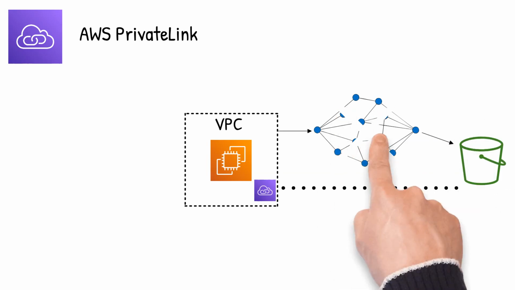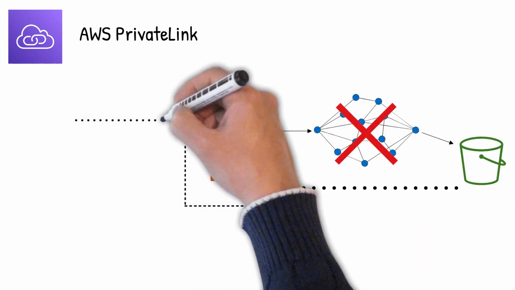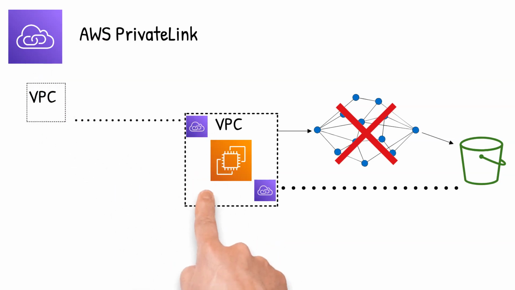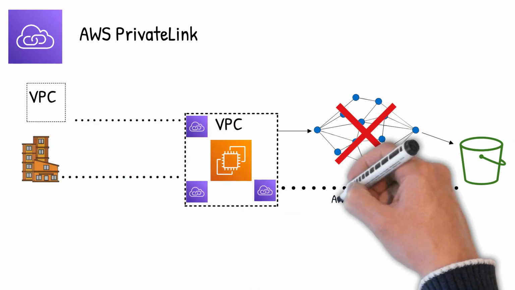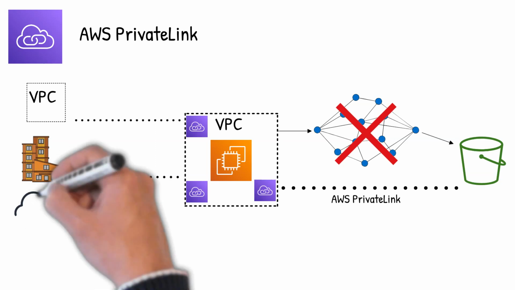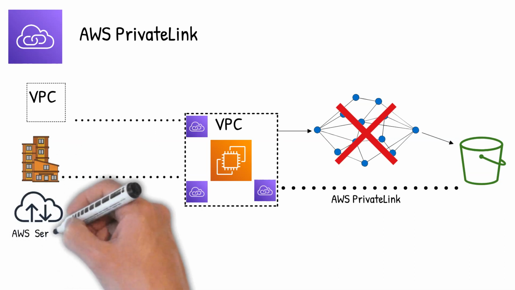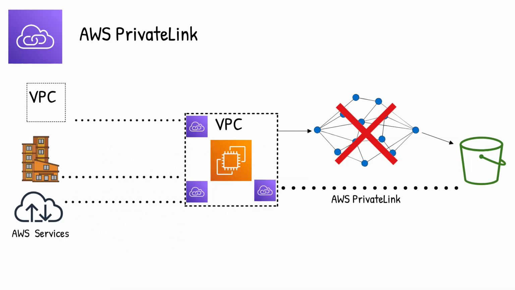AWS PrivateLink solves this problem by eliminating exposure of data to the public internet. Using PrivateLink, we can connect our VPC to other resources so that any request to those resources is routed over the global AWS backbone. AWS PrivateLink provides private connectivity between VPCs, AWS services, and on-premises applications.